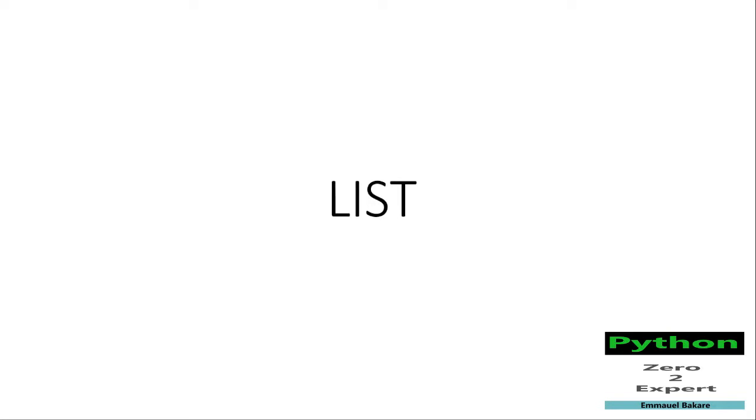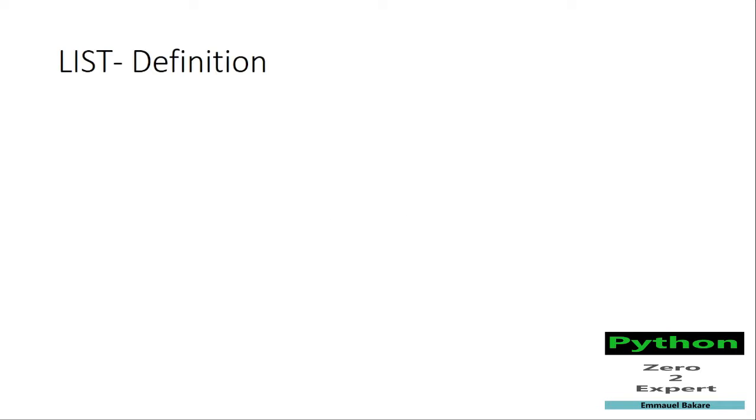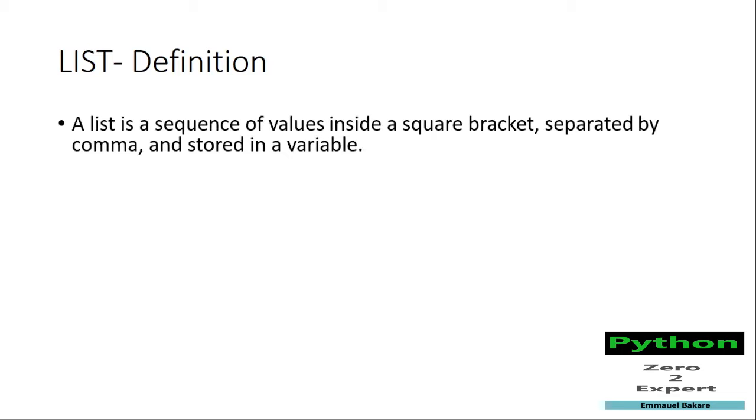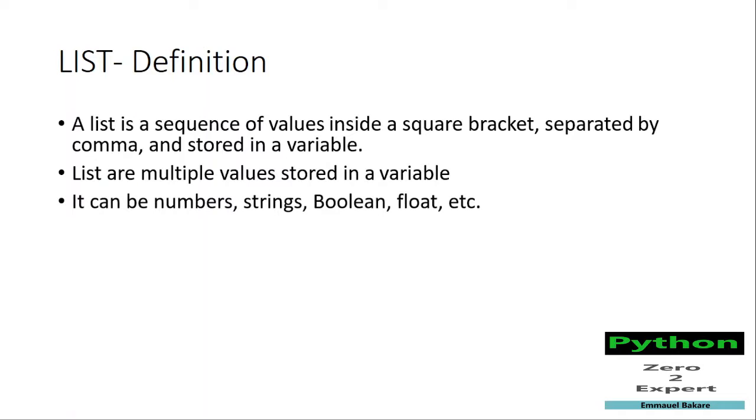Now let's talk about lists. A list is a sequence of values inside a square bracket, separated by commas, and stored in a variable. Lists are multiple values stored in a variable. It can be numbers, strings, booleans, floats, just any data type can be in a list.